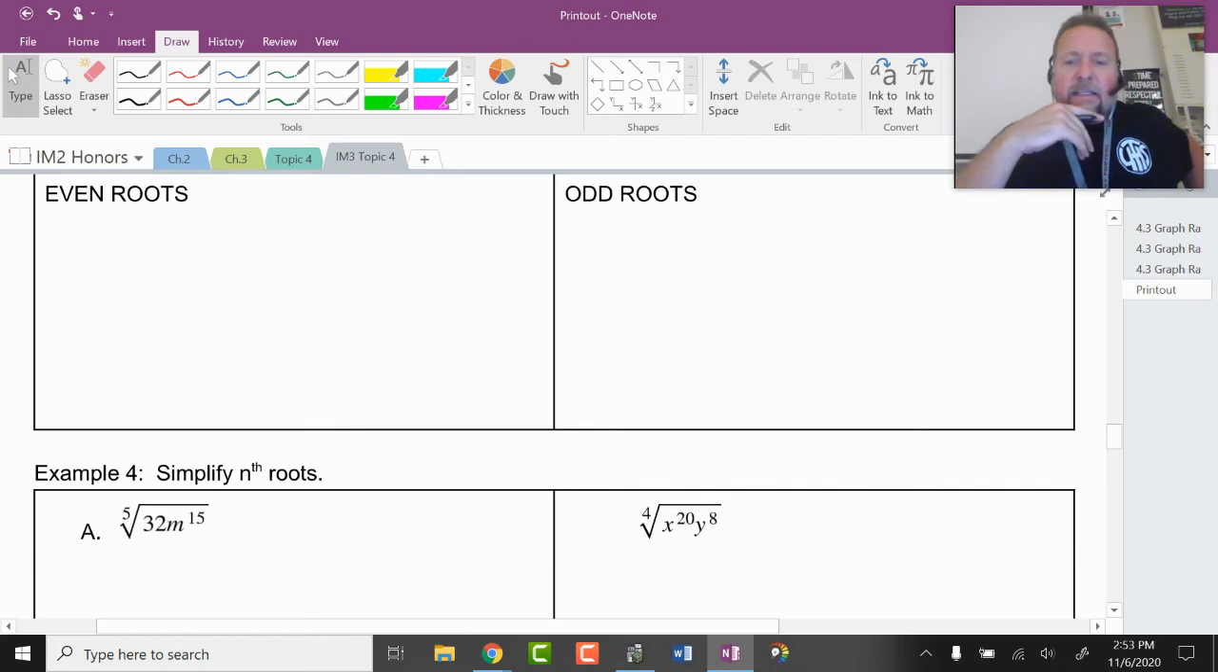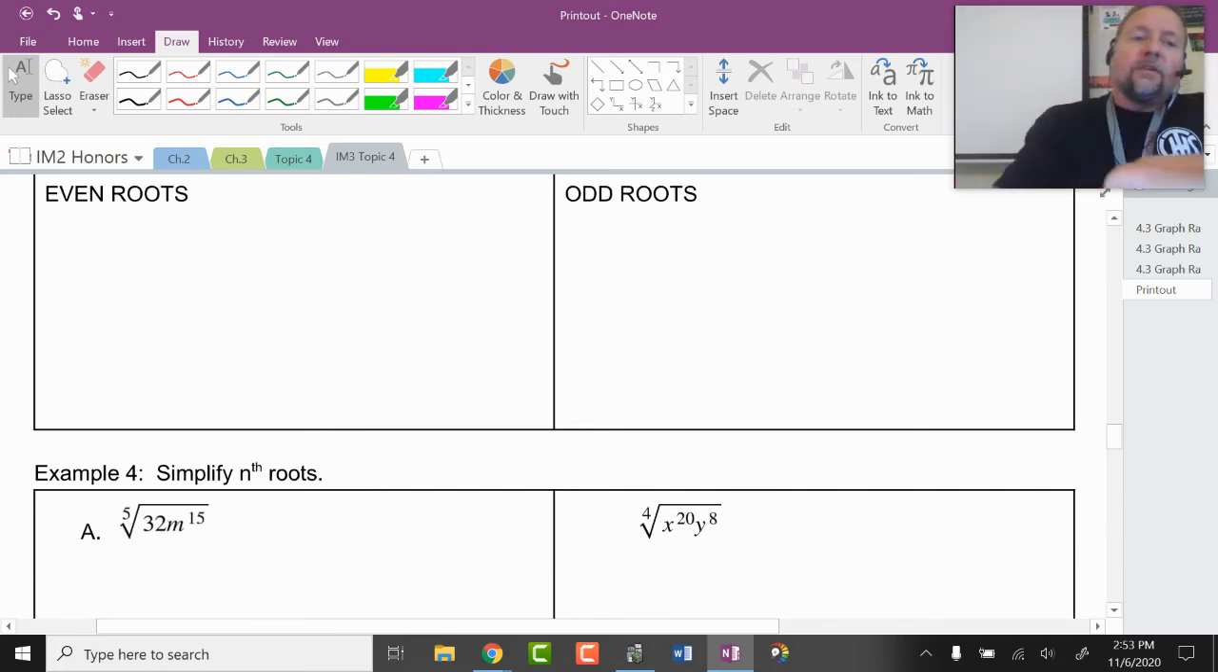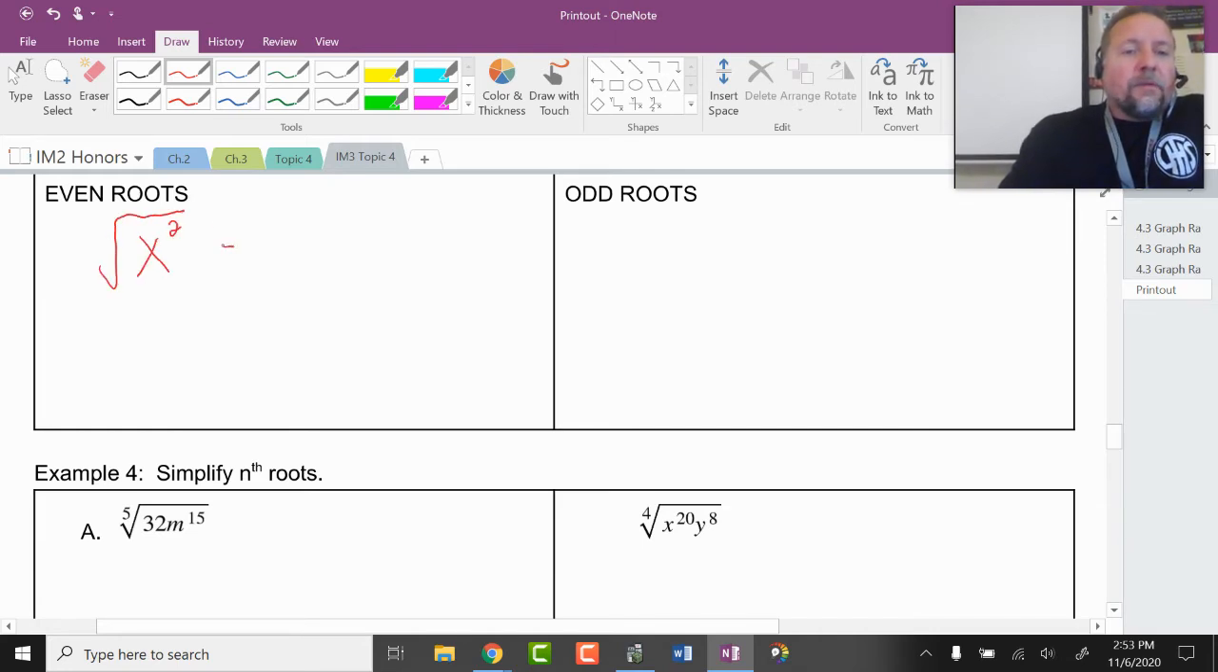I'm not sure what she wanted on this, even and odd roots. I think it has something to do with variables, though. So we will talk about this. You've got to be careful. I know we know numbers, but when we get variables, let's say we had x squared and we square rooted it, there is a problem with this.